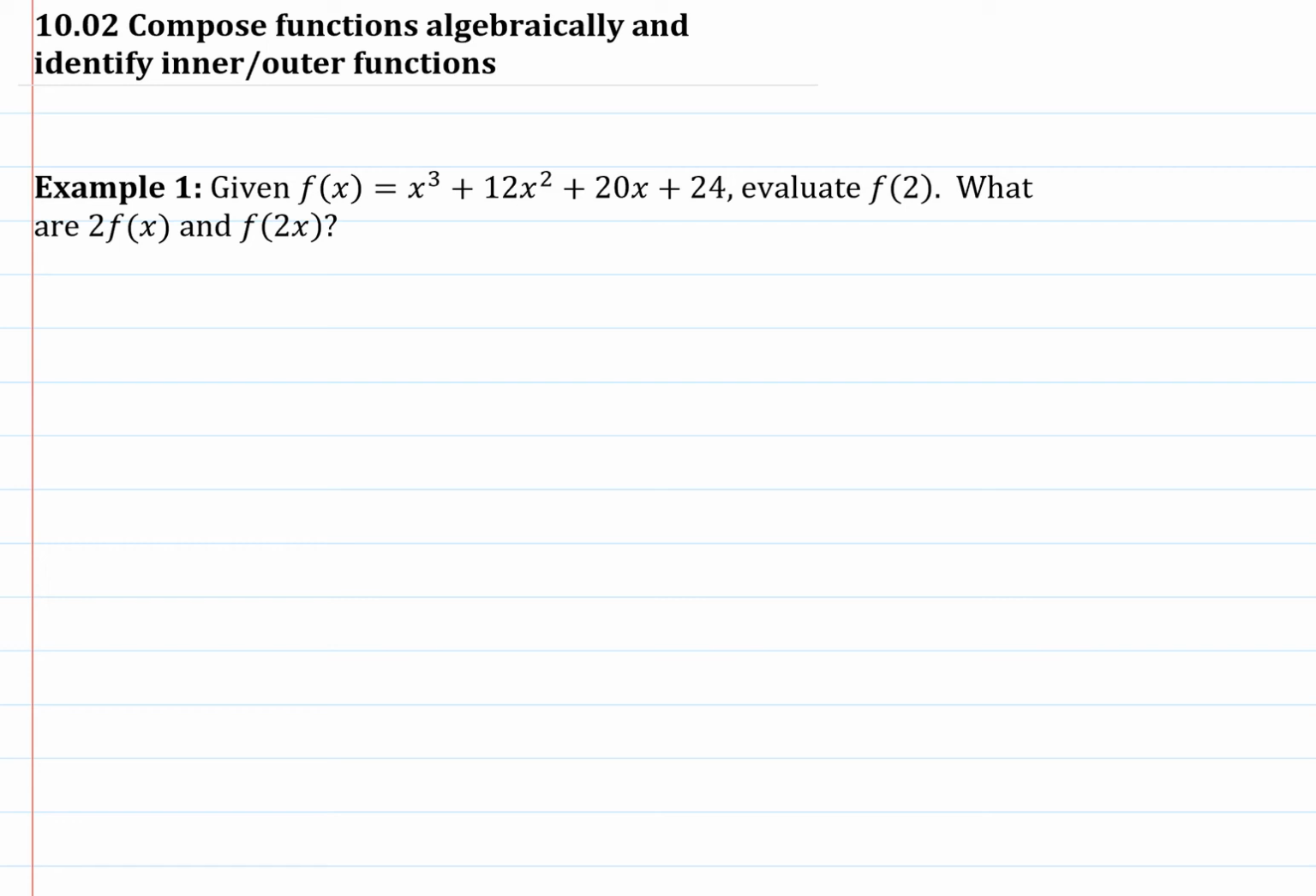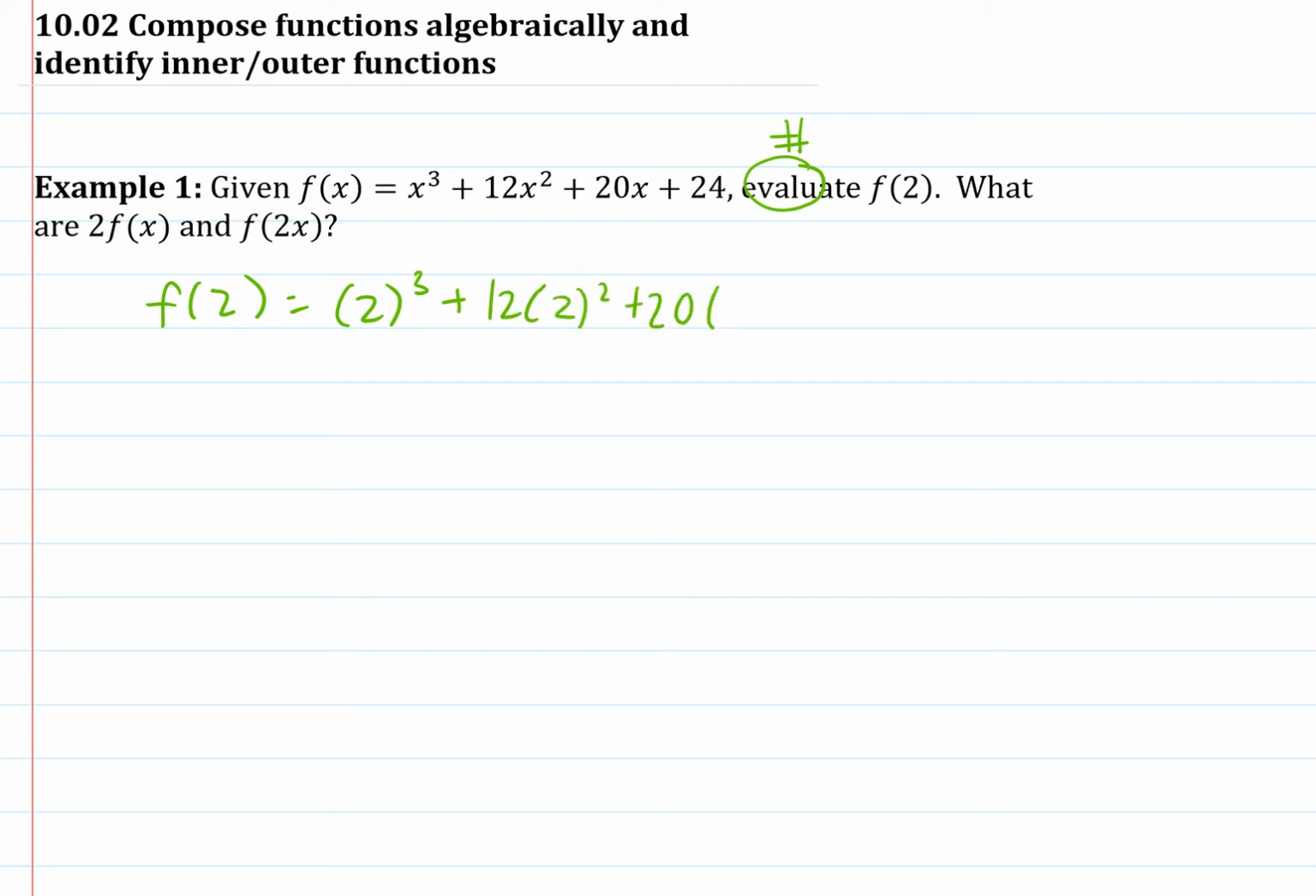Given f of x is x cubed plus 12x squared plus 20x plus 24, evaluate f of 2. Keep in mind that when we say evaluate, the key is right in the word. A value is just a number. So f of 2 should just be some number. We can obtain that number by substituting 2 into x for the function.